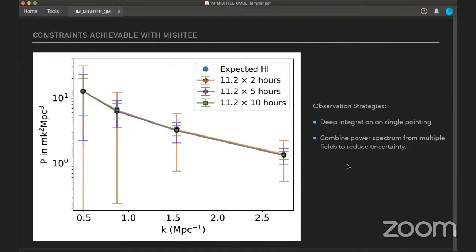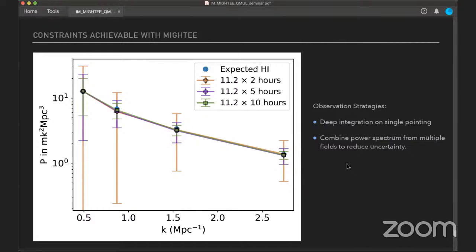In principle, we can also combine power spectra for other fields. The one here is shown only for the COSMOS field, but we'll also have data from other fields as well. So we can calculate the power spectrum from those fields individually and then combine them, and that can also reduce the uncertainty. So that's a promising thing, that we can actually have a detection with the MIGHTEE survey, and that's the thing that we wanted to show.